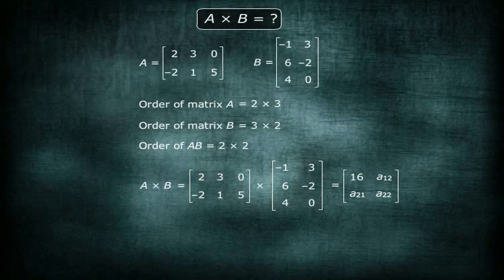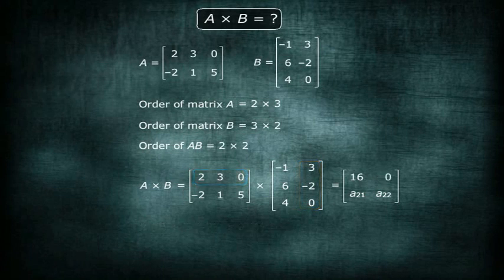Good. Now let's find A12. Yes, this element. So go back to matrix A. Look at the first row. 2, 3 and 0. Look at matrix B. Look at the second column. 3, -2 and 0. So what do we get? 2 into 3 plus 3 into -2 plus 0 into 0. And what does this equal? Simple, 0. So let me put the 0 in place of A12.